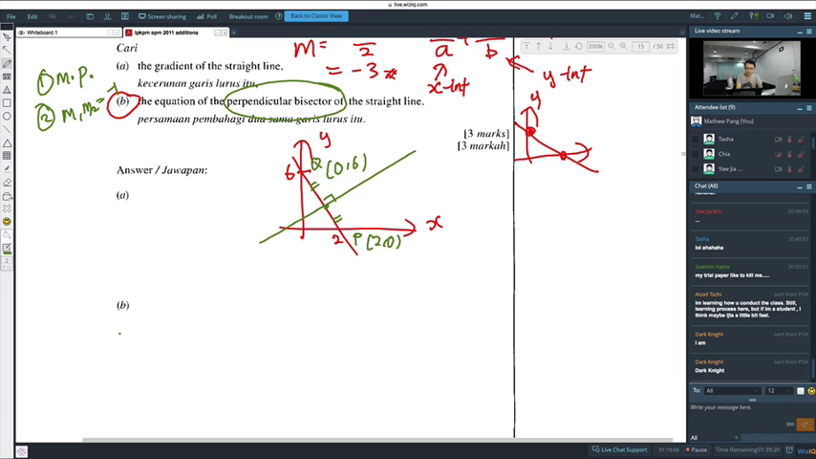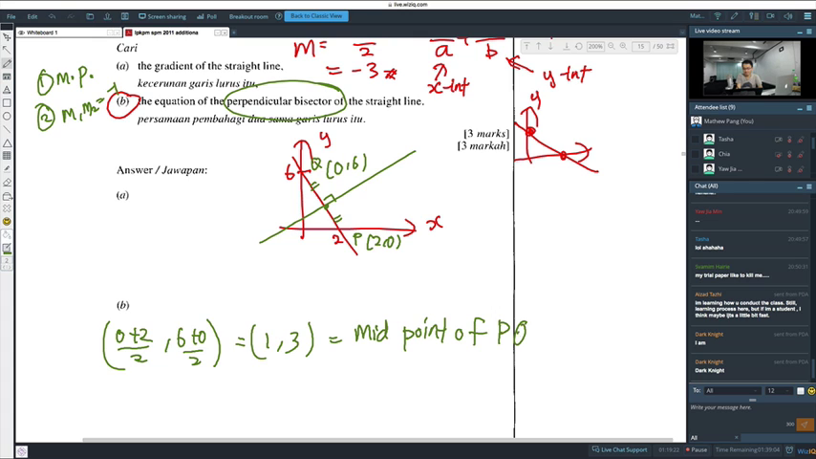So in order to use the midpoint, 0 plus 2 over 2, and then 6 plus 0 over 2. So then I can get my midpoint easily, which is (1, 3). Okay, this one basically is the midpoint of PQ.